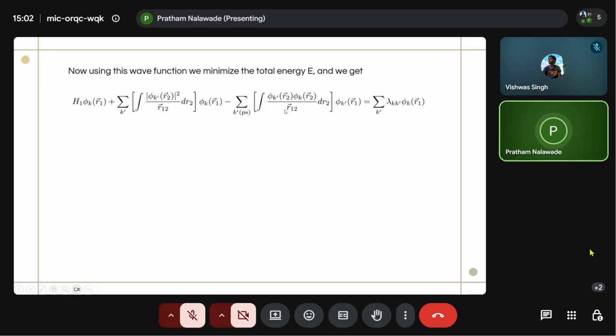So from the antisymmetry property, this is how Pauli's exclusion principle enters the Hartree-Fock equation, which was not there earlier in the Hartree. You know, antisymmetry in the spatial wave function forces the parallelism.